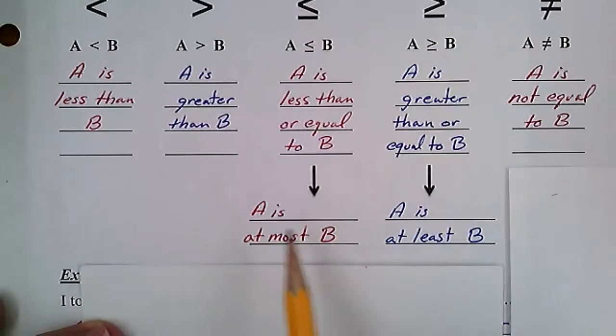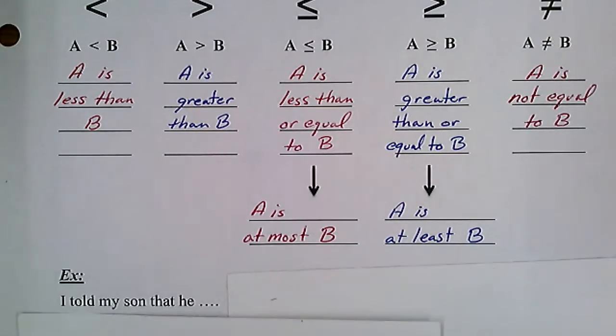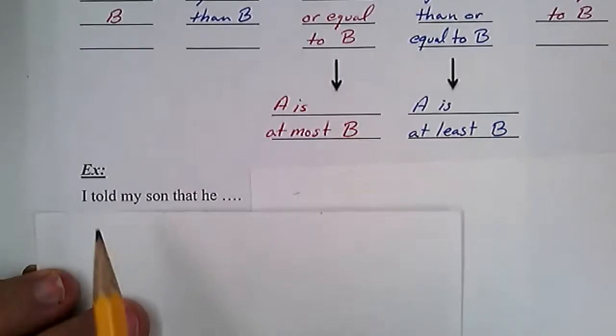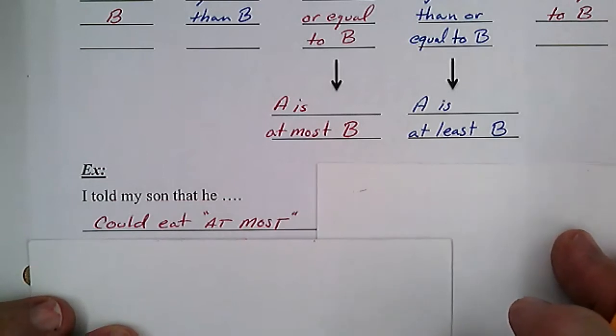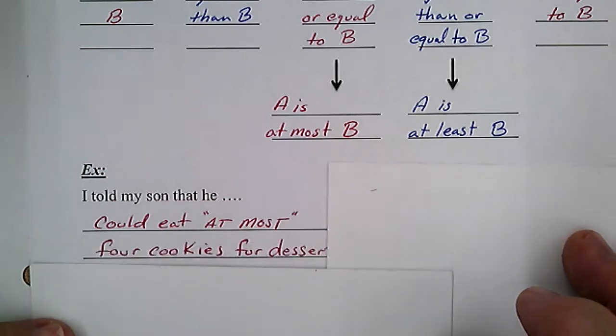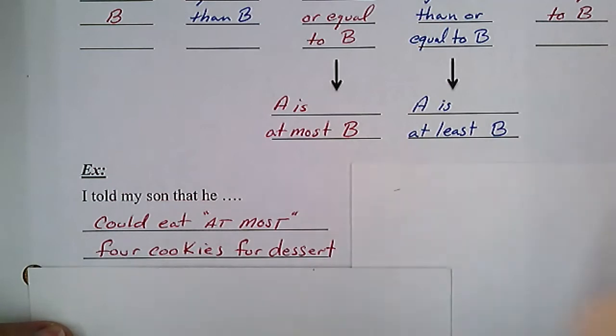Okay, so let's look at this one here. It just kind of takes a little common sense. You just have to listen to the way it's said. So A is at most B. So here's an example for that. I told my son that he could eat at most 4 cookies for dessert. Okay, so what I'm saying to him is the most you can eat is 4 cookies. You cannot eat more than that. That's the highest. You can eat less, but that's the most.